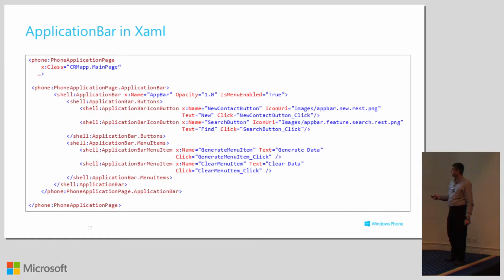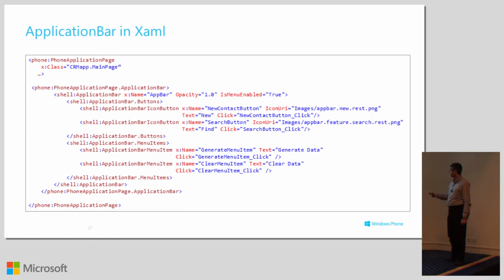So if you see here, this is a standard app bar. I'm defining the app bar. It's part of the application bar class. I'm defining the buttons. So I have 2 buttons here. One is called the new contact and the other is called the search.